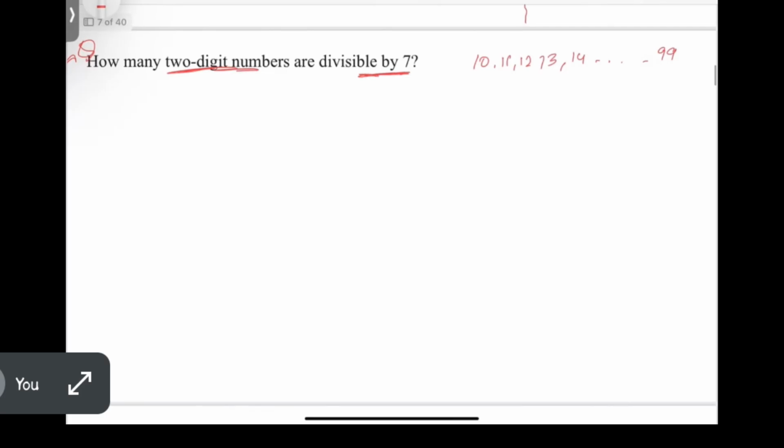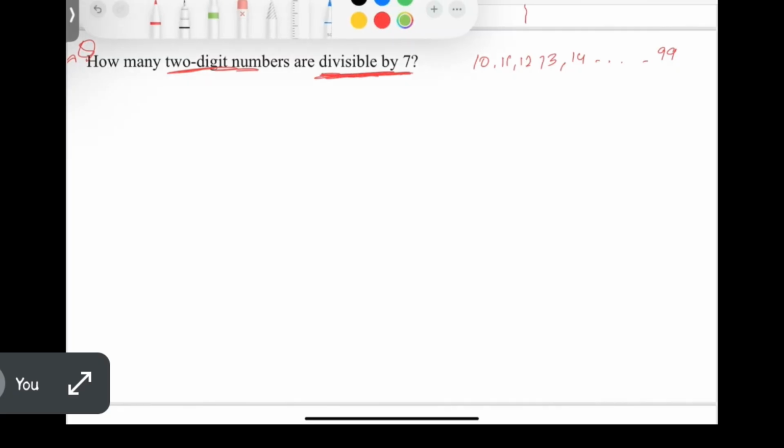We need to find how many numbers are divisible by 7. But remember, it is divisible by 7. So let's find the smallest two-digit number divisible by 7, which will be nothing but 14. It will start from 14.